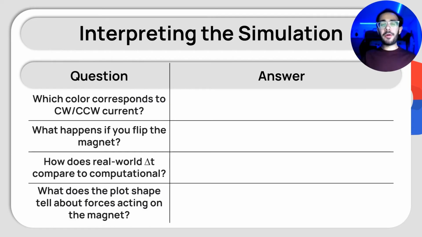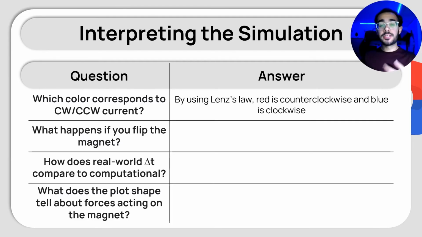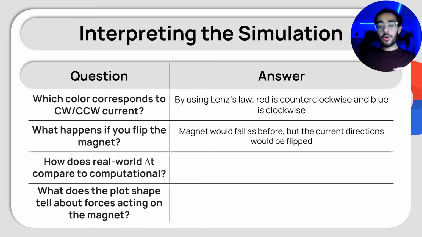So how can we go about interpreting this simulation? Well, here's a couple of questions we can consider. First, which color corresponds to the clockwise and counterclockwise current of the animation we saw in the previous slide? Well, by using Lenz's law, we see that red is counterclockwise and blue is clockwise. Next up, what happens if we were to flip the magnet? Well, the magnet will fall just as before, but the direction of the two currents would be flipped.